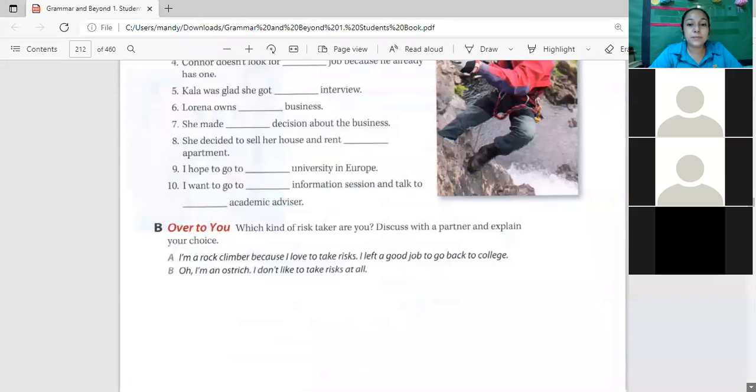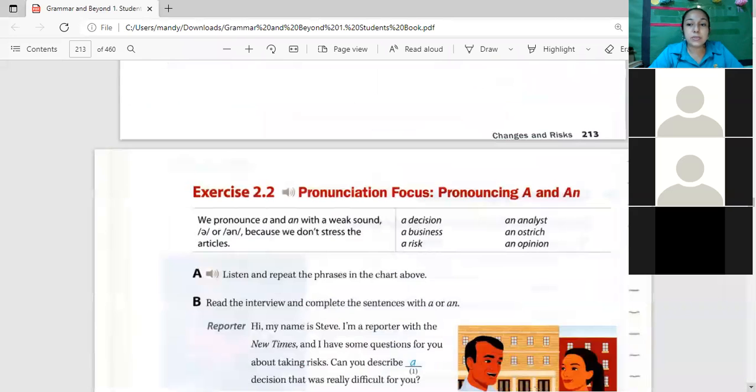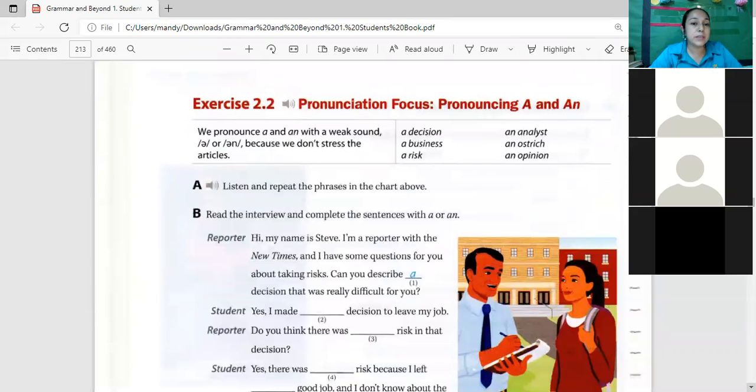So let's continue. Page 214, exercise 2.2, and in this case we check the pronunciation. We pronounce A and AN with a weak sound. That means it is not strong, because we don't stress the articles, similar to words. For example, when you say decision, information, you stress, but the article, no, because it is one letter, so you say it with a weak sound. So we say a decision, a business, a risk, an analyst, an ostrich, an opinion.